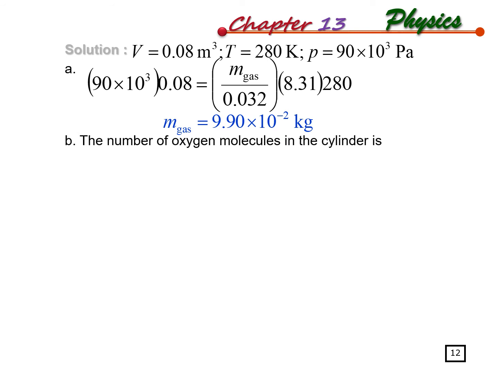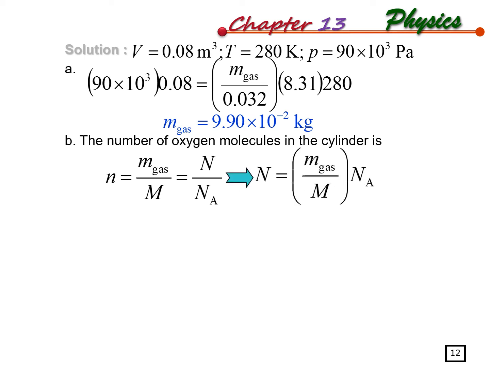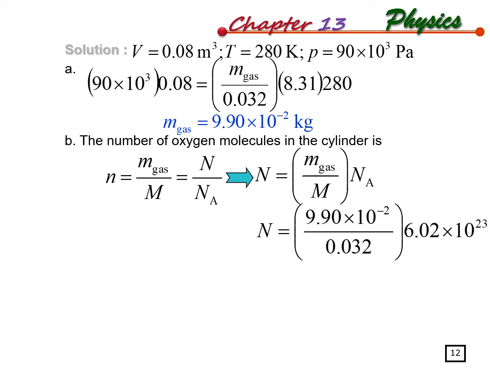Question B, the number of oxygen molecules in the cylinder. What we can do is determine the number of moles, which is equal to the ratio of mass over molar mass, and also the number of atoms over the Avogadro constant. Just rearrange the equation: mass over molar mass times the Avogadro constant, and we will end up with the number of molecules, which is 1.86 times 10 to the power of 24 molecules.